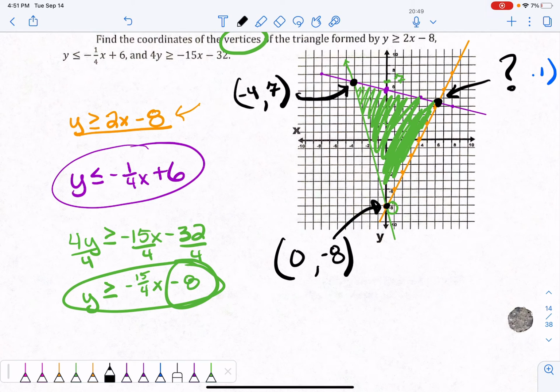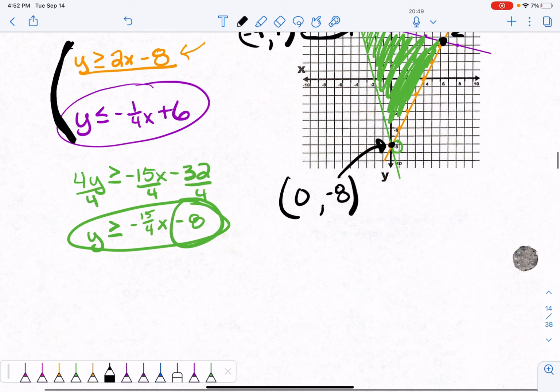So if we think about it, this place right here is where two lines are crossing each other. Wouldn't it be really nice if we had a method for finding where two lines cross each other? Oh, wait a second. That's what we were doing yesterday, right? We were doing the substitution and elimination method. So we're just looking at the golden line and the purple line, and we're trying to figure out where they cross each other. We're going to use substitution or elimination to find where they cross, okay?